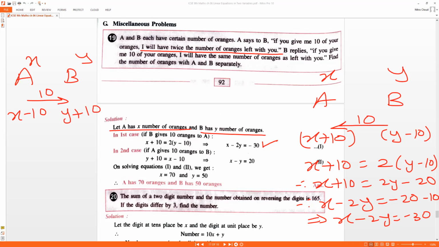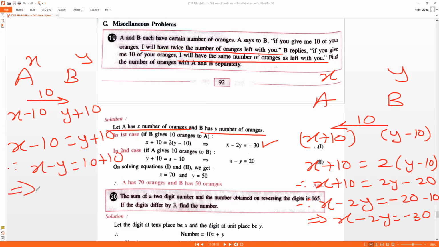Now B says, I will have the same number of oranges as left with you. So this is equal. X minus 10 is equal to Y plus 10. So you can say X minus Y is equal to 10 plus 10. This implies X minus Y is equal to 20. So you get two equations: X minus Y is 20 and X minus 2Y is minus 30.